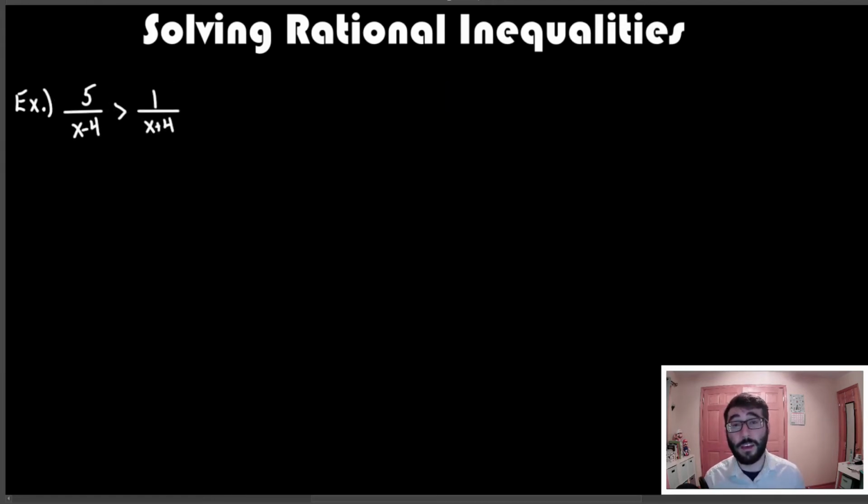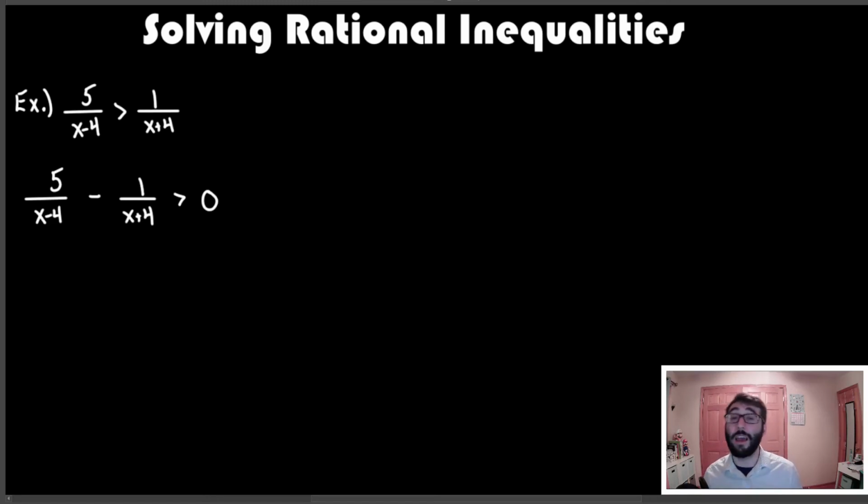Okay, so as we can see in this problem, I don't have everything on one side of the inequality and 0 on the other. I'm going to have to move one of these fractions to the other side in order to have this written as a single fraction. So I chose to subtract each side by 1 over x plus 4 to move that fraction over to the left side of the inequality.